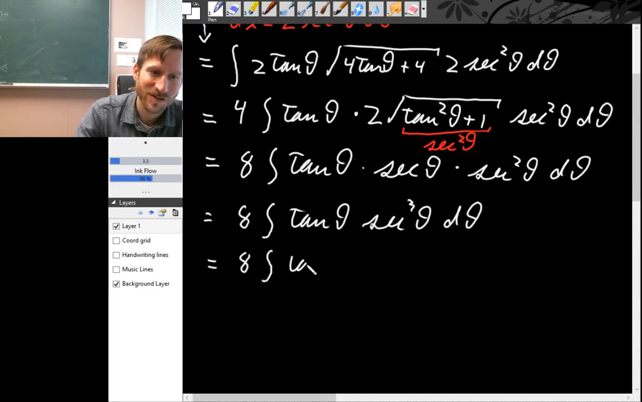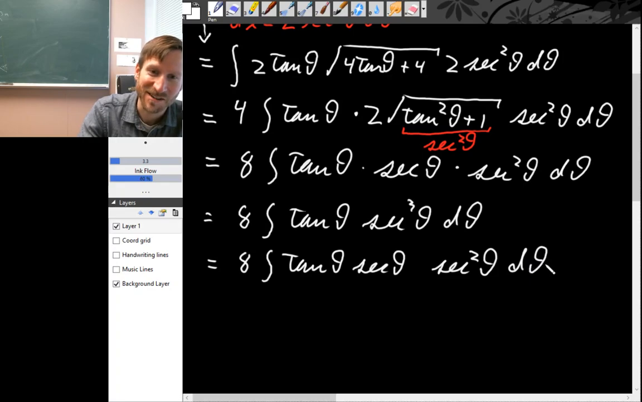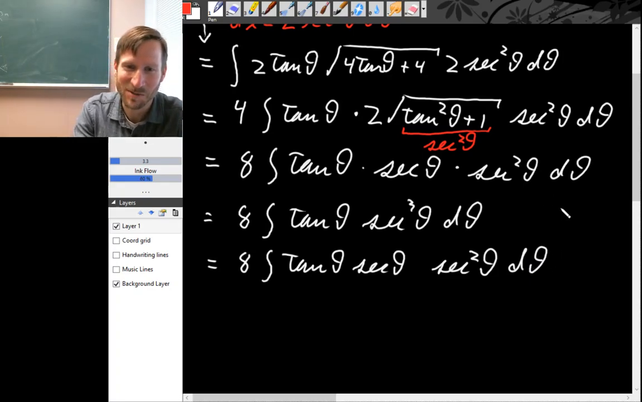But the derivative of secant is tangent times secant. And that leaves a secant squared theta. I now realize I've essentially undone the simplifying that I did before, so maybe we should have kept this previous step up here. Anyway, now we can do a u substitution.